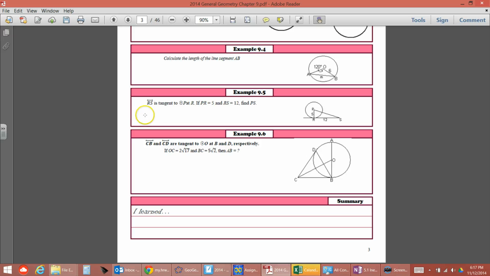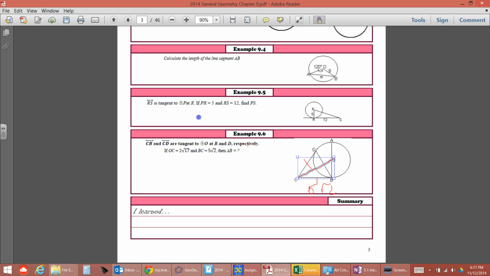CB and CD are tangent to circle O at B and D respectively. All right, so right off the bat, I know that CB and CD are congruent because they're tangents from an exterior point to the same circle. Okay, that came from our notes. So now it says that OC is 2 root 17, here's OC, that's this big triangle right here. Oh man, that was terribly drawn. CO, that line right there, is 2 root 17. And BC, this bottom part right here, is 5 root 2.